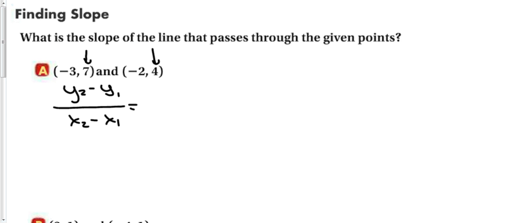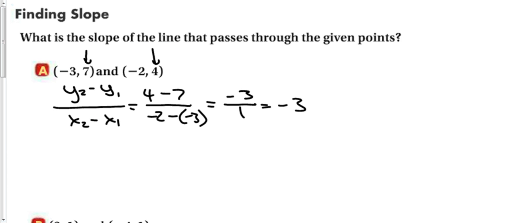Okay, let's call this point right here y2. So this would be x2. So we're going to take 4 minus 7 over negative 2 minus negative 3. 4 minus 7 gives me negative 3 over 2 minus a negative 3, that's a plus 3, gives me a 1. So my slope here would be negative 3.